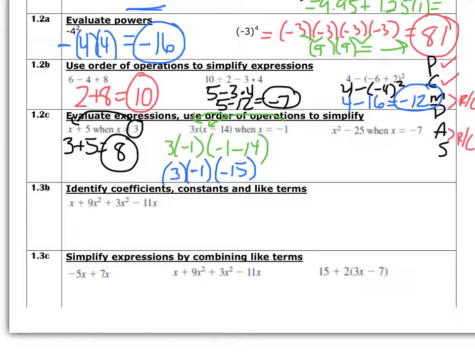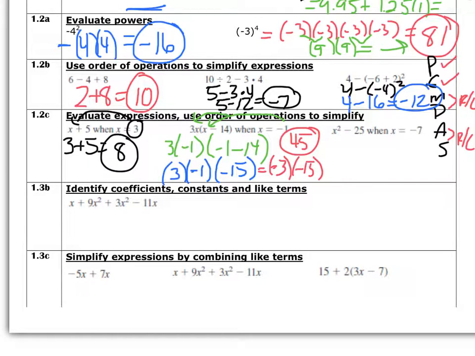Now, this is actually all multiplication. This is not subtraction here. If it were subtraction, you'd see a negative sign in between these parentheses, and it's not. So I'm going to do 3 times -1, which is -3. And then I'm going to keep the -15 there. So -3 times -15 is going to get us a +45.